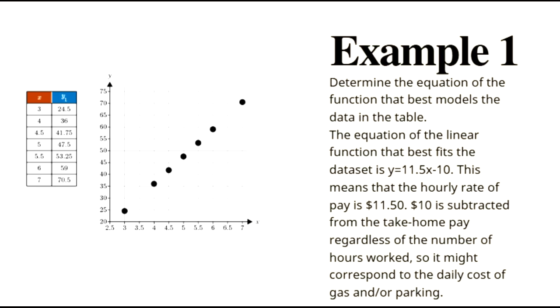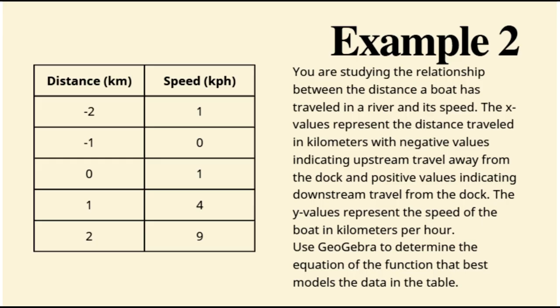Okay, here's example number 2. You're studying the relationship between the distance a boat has traveled in a river and its speed. The x values represent the distance traveled in kilometers, with negative values indicating upstream travel away from the dock and positive values indicating downstream travel from the dock. The y values represent the speed of the boat in kilometers per hour. Use GeoGebra to determine the equation of the function that best models the data in the table.